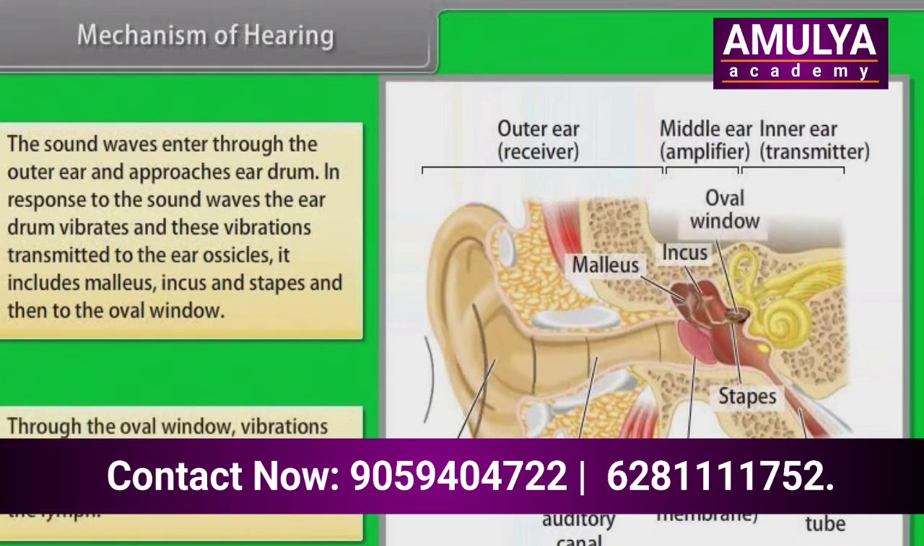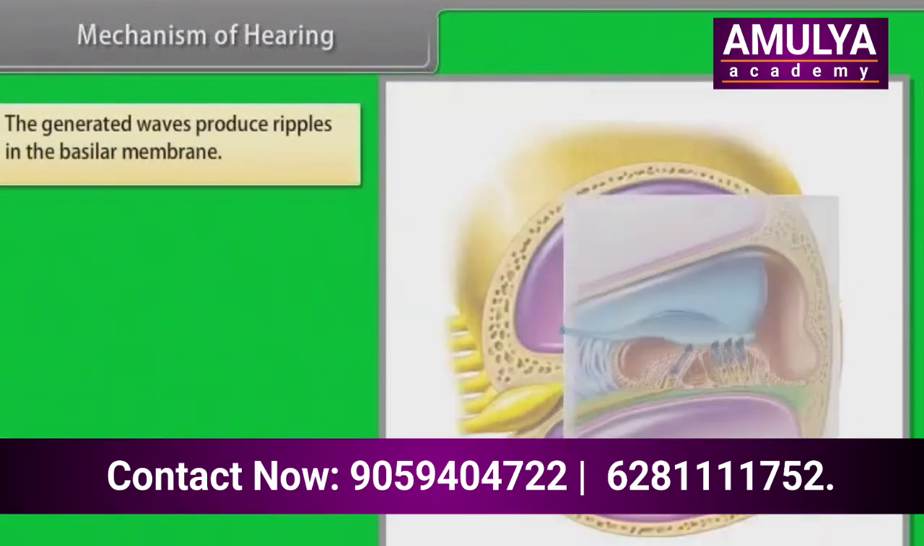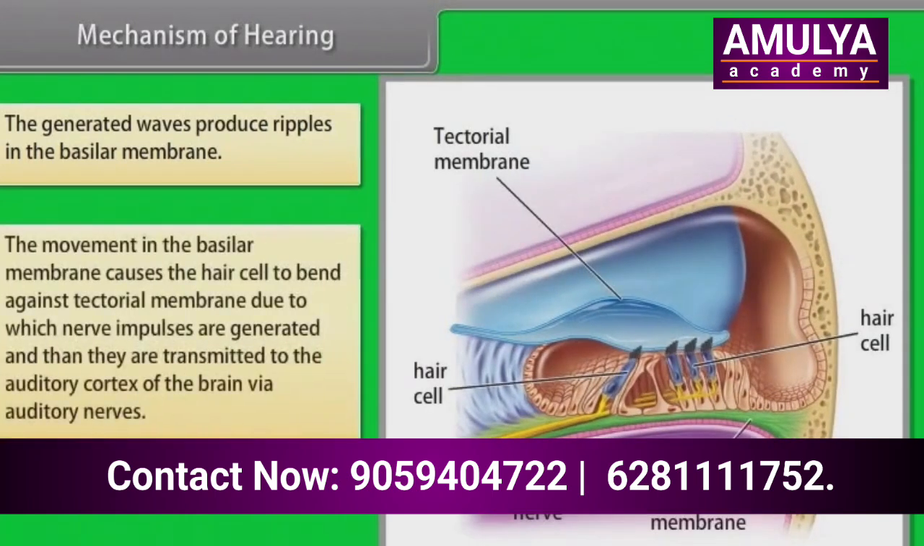Through the oval window, vibrations are passed to the fluid in the cochlea, due to which waves are generated in the fluid. The generated waves produce ripples in the basilar membrane. The movement in the basilar membrane causes the hair cells to bend against the tectorial membrane, due to which nerve impulses are generated and transmitted to the auditory cortex of the brain via auditory nerves. In the brain, impulses are analyzed and then the sound is recognized.